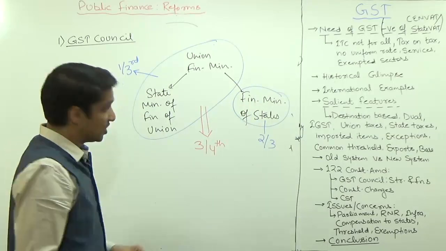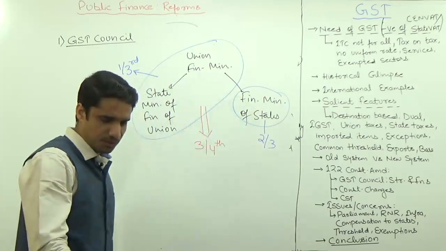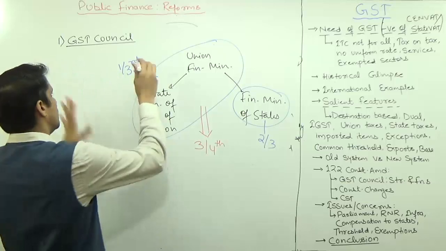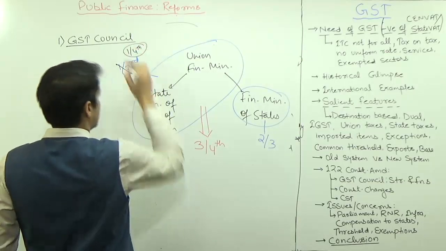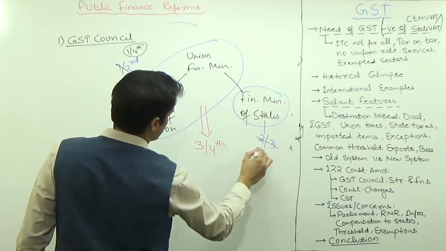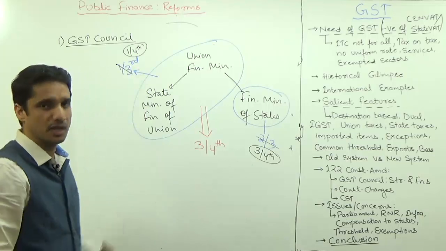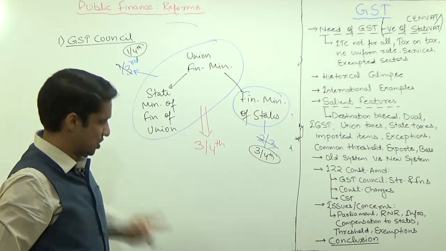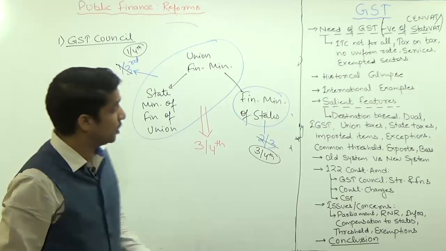Now what the opposition is saying, we will discuss the issues. One of the issues is that the opposition is demanding that the share of the Union government should be 1/4 and the share of states should be 3/4. This is one demand which the present government is opposing and the opposition wants.